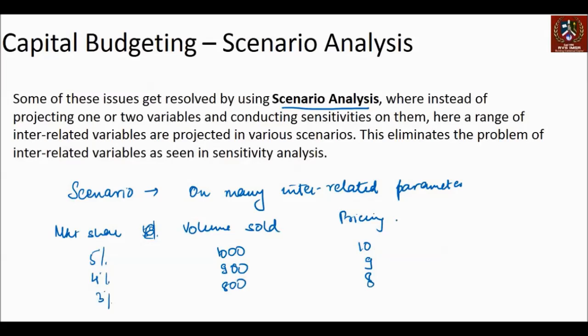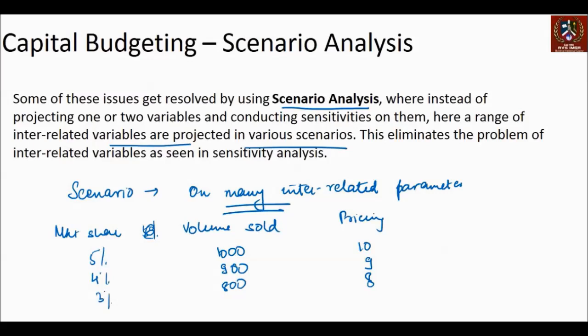Now you use all of these variables separately in terms of your input, right? So rather than doing a test on one parameter, now you're doing a test on many parameters. So if you're projecting sensitivities using one or two variables, instead of doing that, we are looking at many interrelated variables that are being projected in various scenarios. Now you say best case scenario, worst case scenario, that basically projects a lot of parameters rather than just one or two parameters that we had done in sensitivity, right?